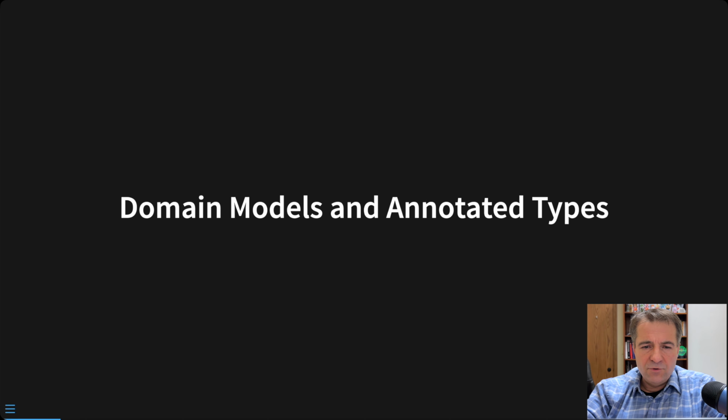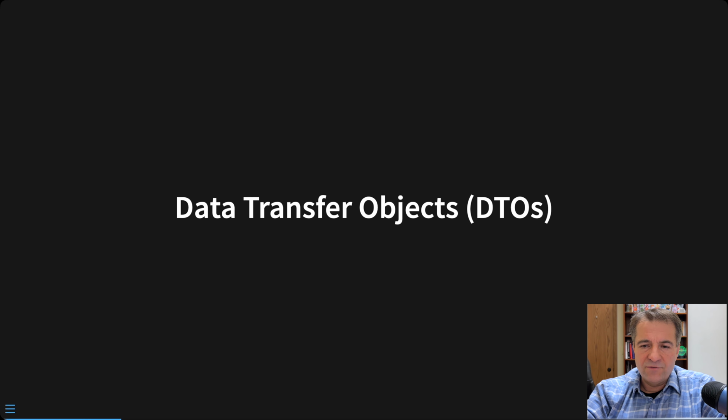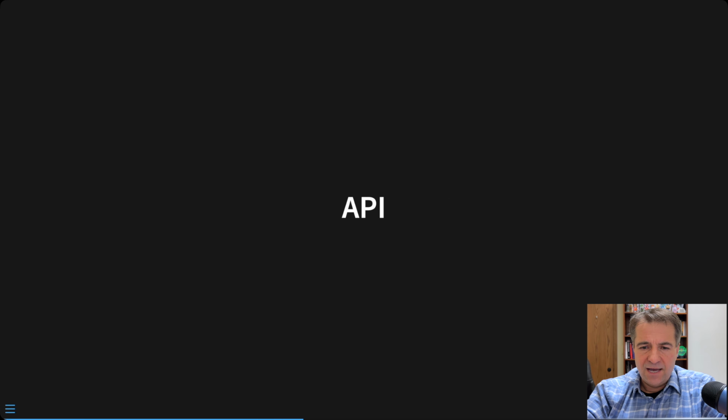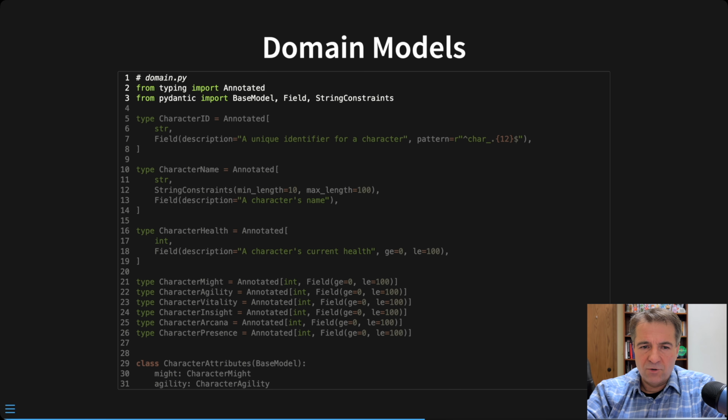So we're going to step through domain models and annotated types. That's really what I want to focus on in this video. A lot of the other stuff will expand in future episodes. Data transfer objects, I'll touch on that. Repository, application use cases, API, CLI, command line interface.